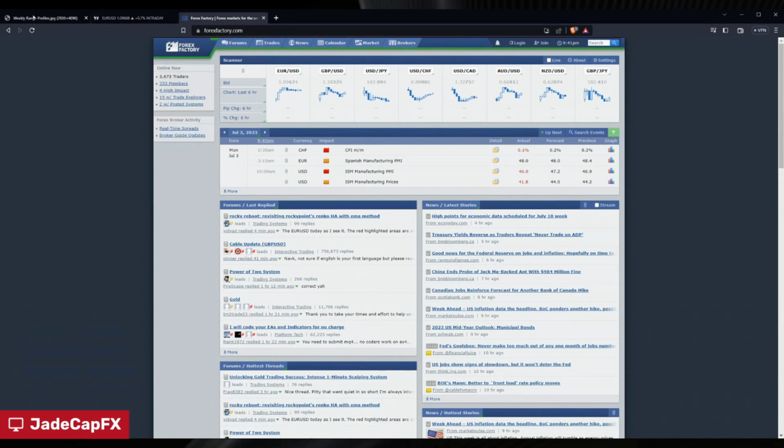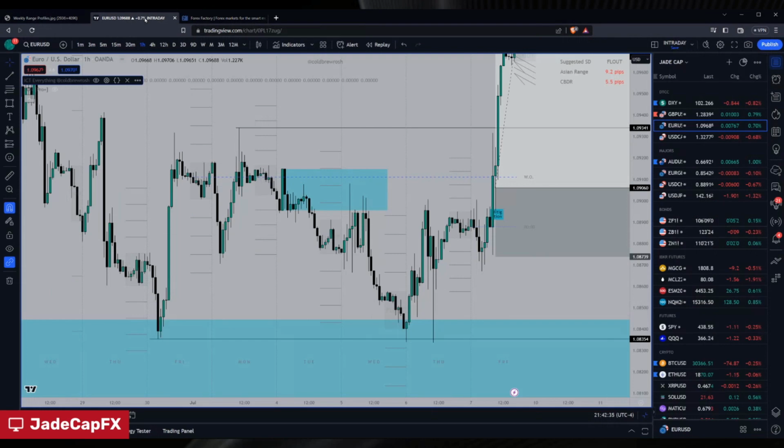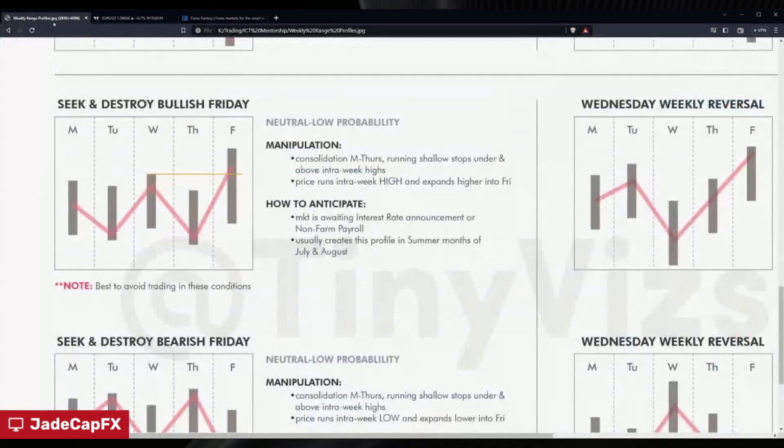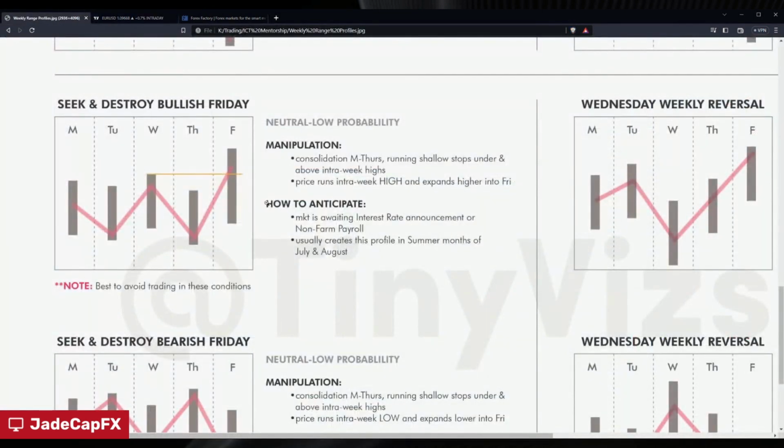All right, so if we go back to our range profile, this is our seek and destroy. Even though Monday provided a decent run, the rest of the days were very choppy. And we're expecting what, a low of the week on Thursday? What do we get? A low of the week on Thursday. We took out Wednesday's overnight low, and that was our low of the week. So heading into Friday, we have seek and destroy bullish Friday.